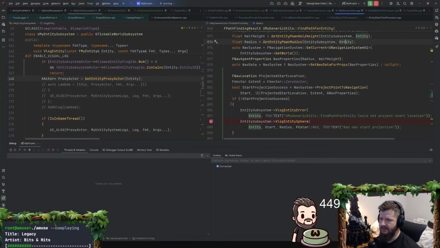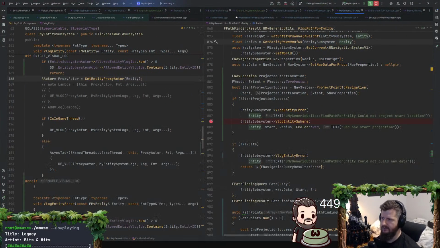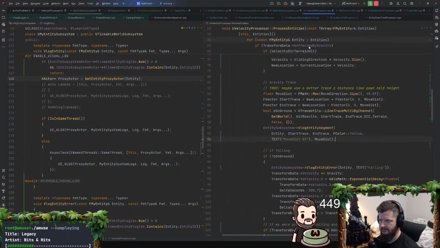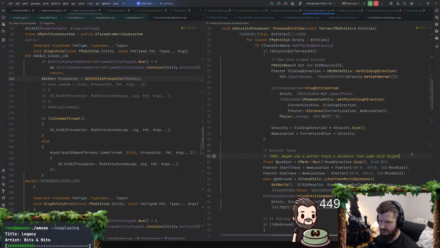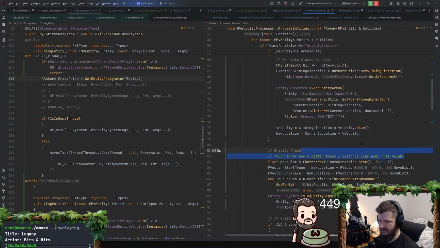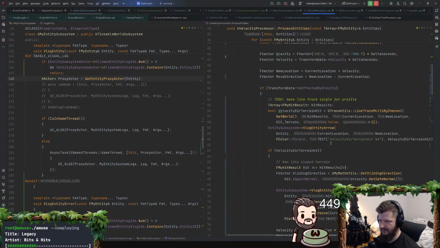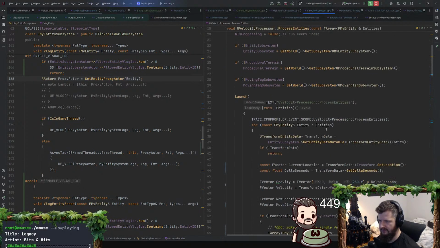Okay, I think I want to commit to this. Like pawn half height, I don't know if I wanted to do that. Make line trace. I do want it to do that one though.